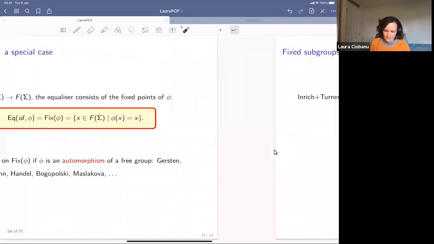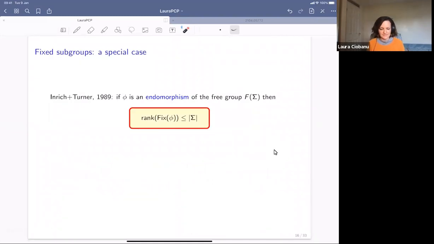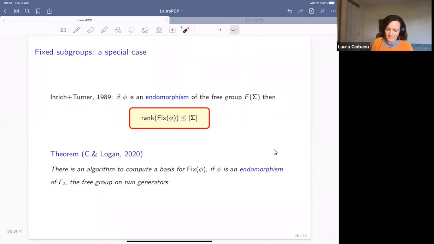Now, there's a point to be made that for automorphisms, there's a lot of literature. But if you have endomorphisms, there's a lot less known. There is a result that I need to mention. Imrich and Turner, in '89, showed that if phi is an endomorphism, the same thing holds about the rank. They just use Bestvina-Handel for automorphisms. But computing anything else about the fixed subgroup has been open since.